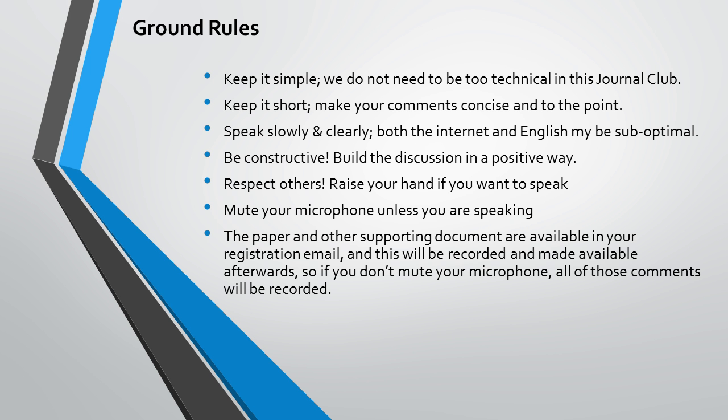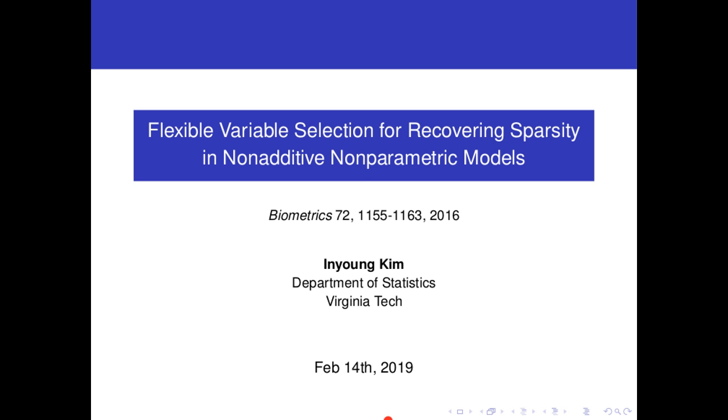So there we are. I'll hand over the floor to Inyoung Kim now to present her paper, Flexible Variable Selection for Recovering Sparsity in Non-Additive, Nonparametric Models. Okay, so my name is Inyoung Kim. Right now I'm at Virginia Tech. It's my great honor to present this paper in the IBS Journal Club. The title of this paper is Flexible Variable Selection for Recovering Sparsity in Non-Additive Nonparametric Models.